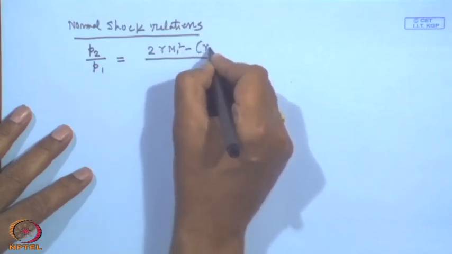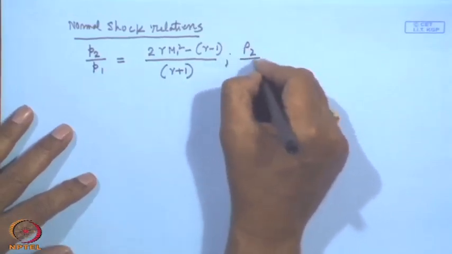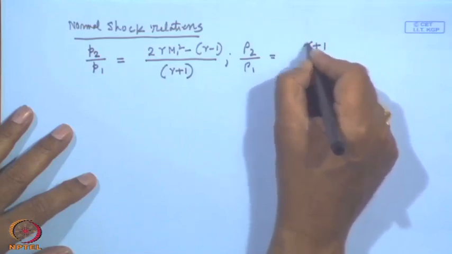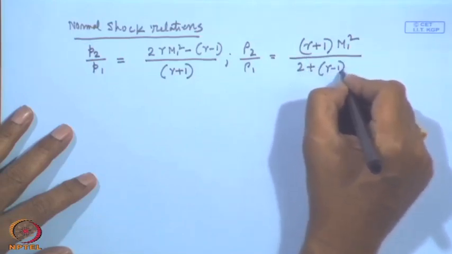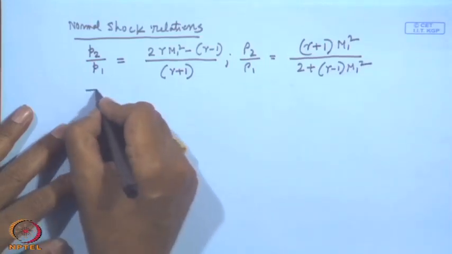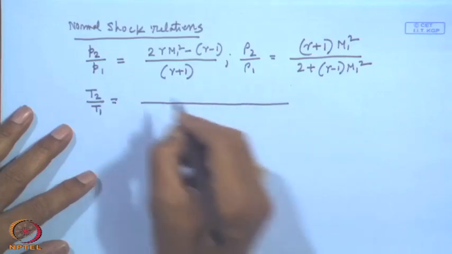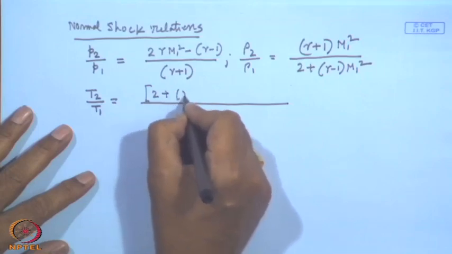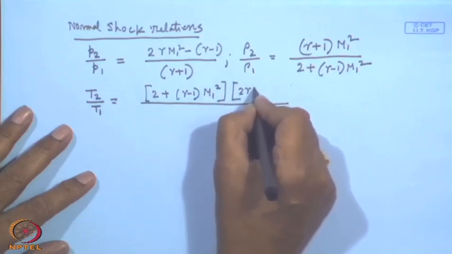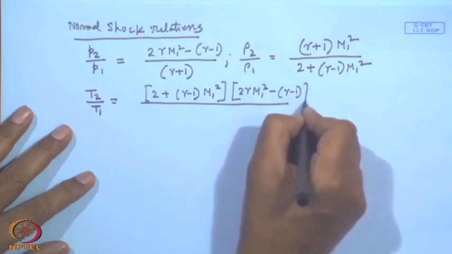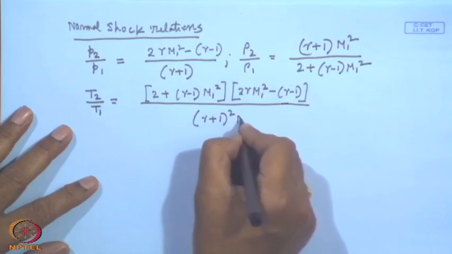So, I am recollecting these formulas that we already deduced, gamma plus 1. Similarly, rho 2 by rho 1 has an expression which is gamma plus 1 M1 square divided by 2 plus gamma minus 1 M1 square. Similarly, we can write T2 by T1, which was all deduced earlier. This is 2 plus gamma minus 1 M1 square, if you remember this relationship, times 2 gamma M1 square minus gamma minus 1, divided by gamma plus 1 whole square M1 square.